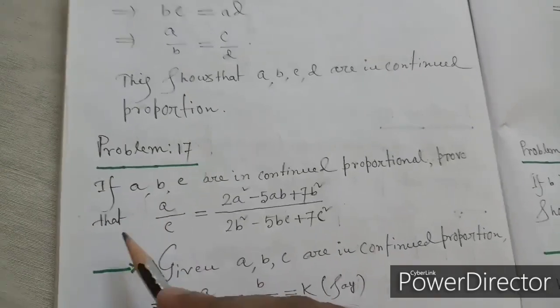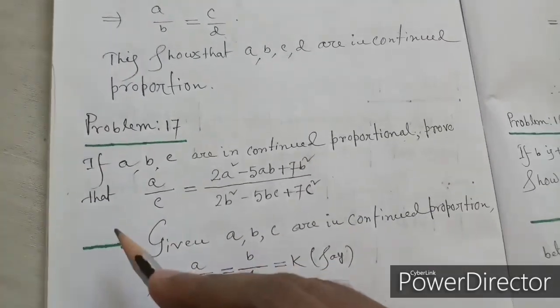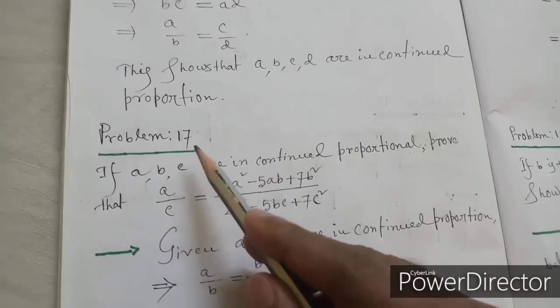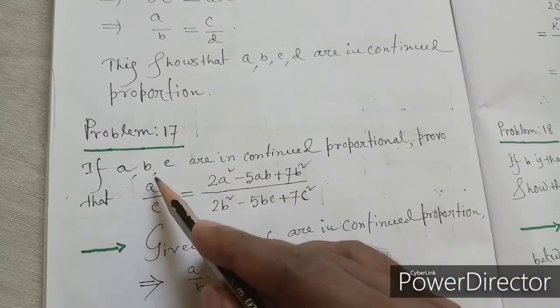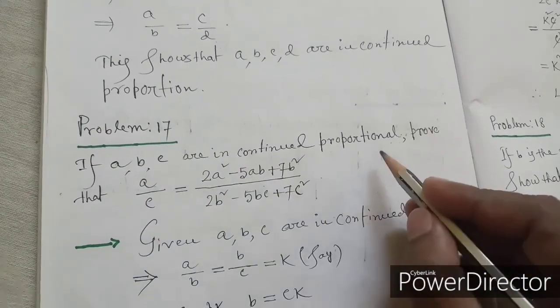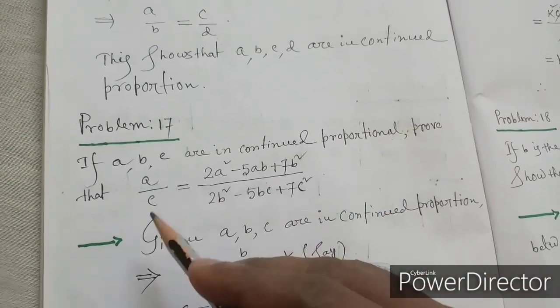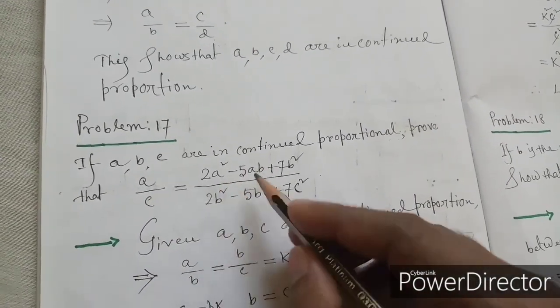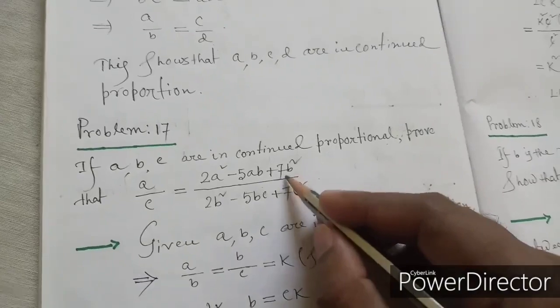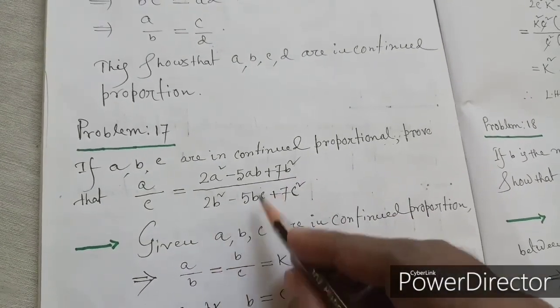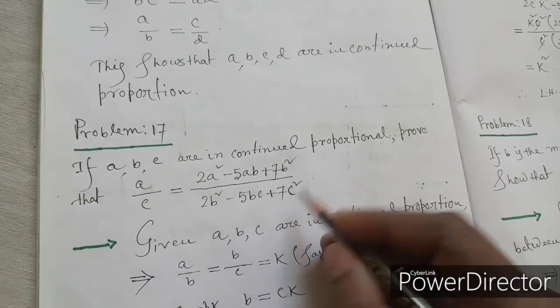So today's class is the continuation of the topic ratio and proportion. Now problem number 17. If a, b, c are in continued proportion, then prove that a by c equals 2a square minus 5ab plus 7b square by 2b square minus 5bc plus 7c square.